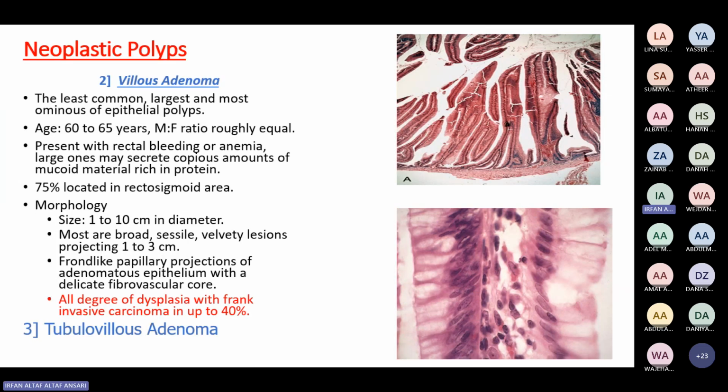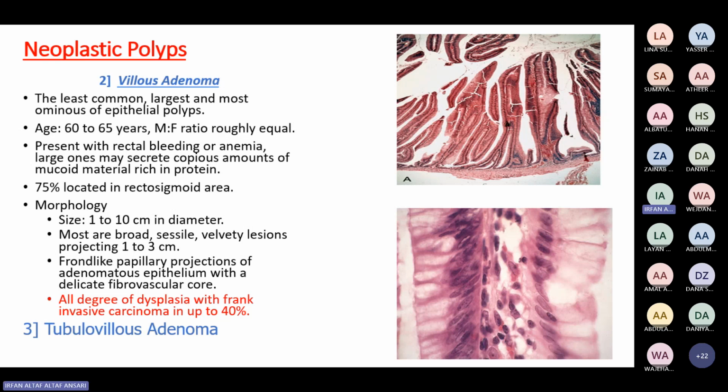Villous adenoma is the least common, and it can be the largest and the most ominous of the epithelial polyps. It can grow up to 10 centimeters. Age is around 60 to 65. Males and females are equally affected. It can present with rectal bleeding, anemia. The features will be similar to carcinoma. The person might complain of bleeding, might have iron deficiency anemia, or sometimes a large amount of mucus secretion, so mucinous diarrhea.